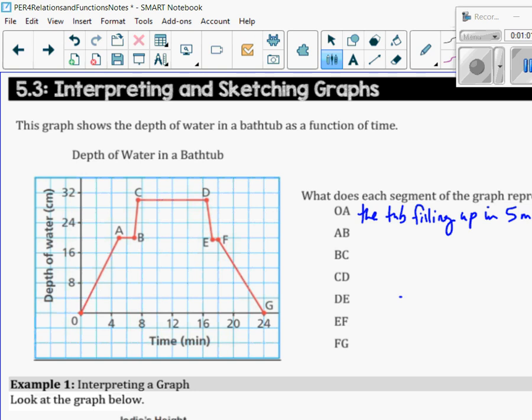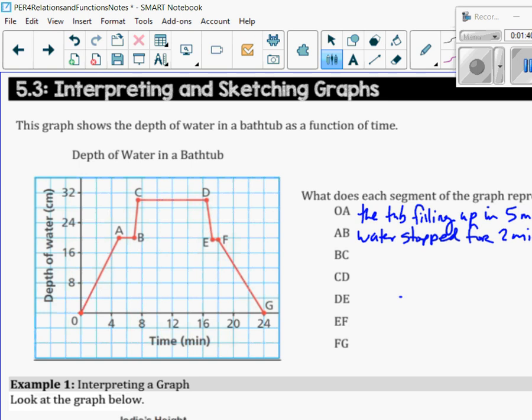I wouldn't say they're getting into the tub right. What happened? Yeah, they stopped the water. So water stopped. They're probably checking the temperature, right? Water stopped for, it looks like what, 2 minutes? 2 minutes. Yeah, this is definitely like what you would be interpreting graphs like in physics.